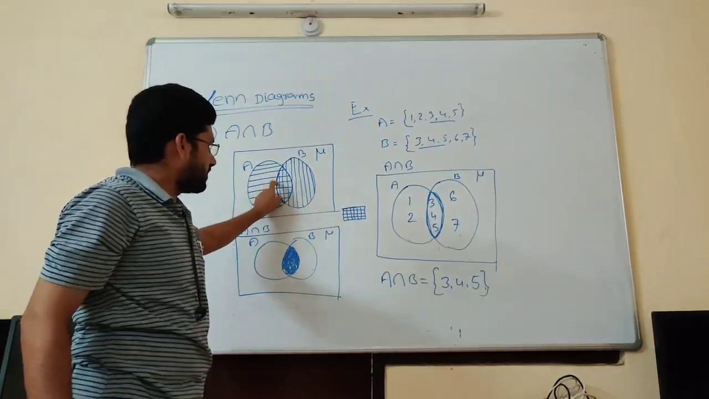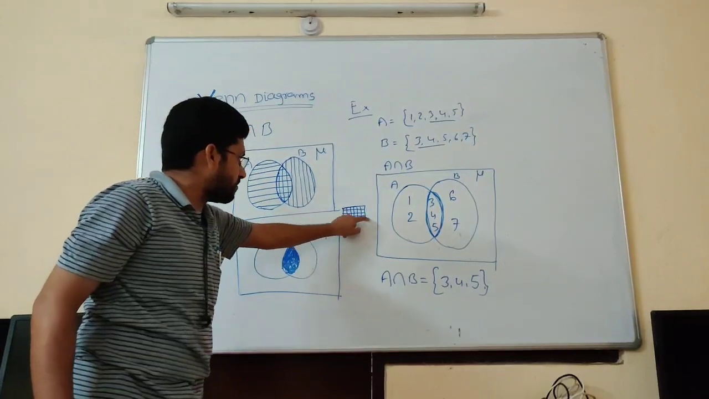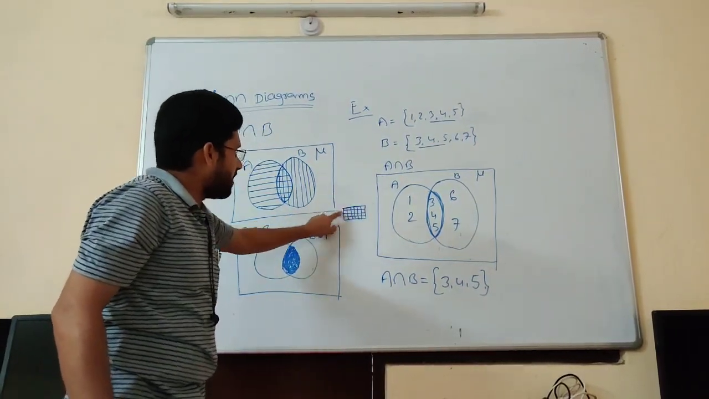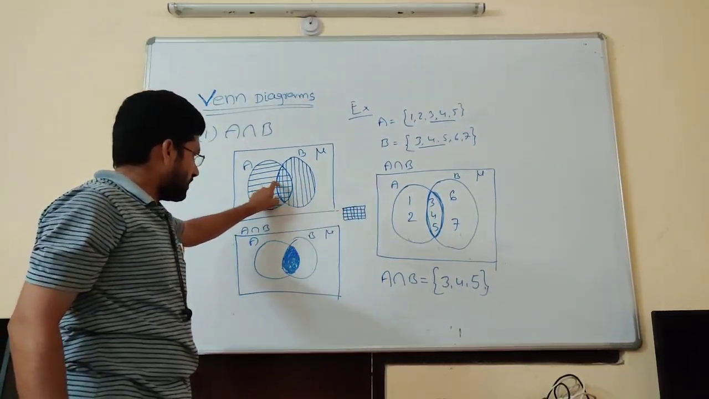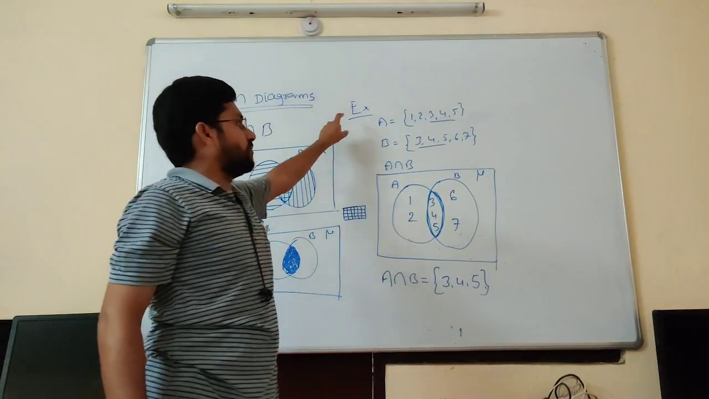From this concept, our answer is A intersection B is equal to this. It is represented by the vertical and horizontal lines, that is this portion. So this we can take for the plane figure also. I have taken it here, and the same concept I have taken with an example.